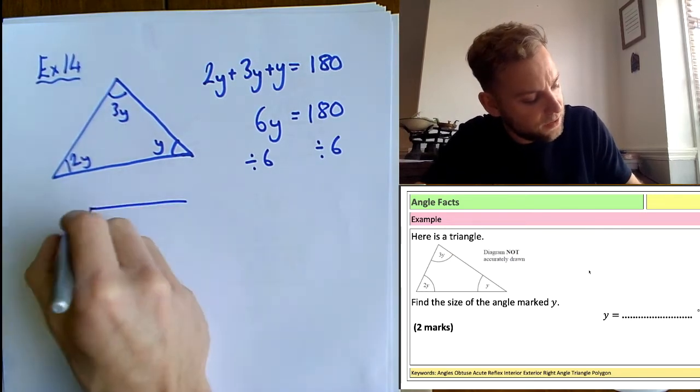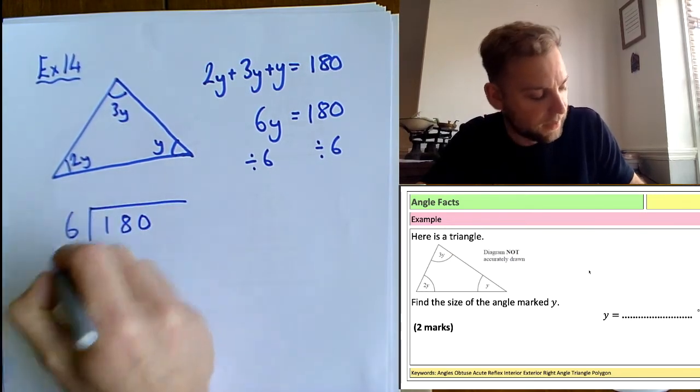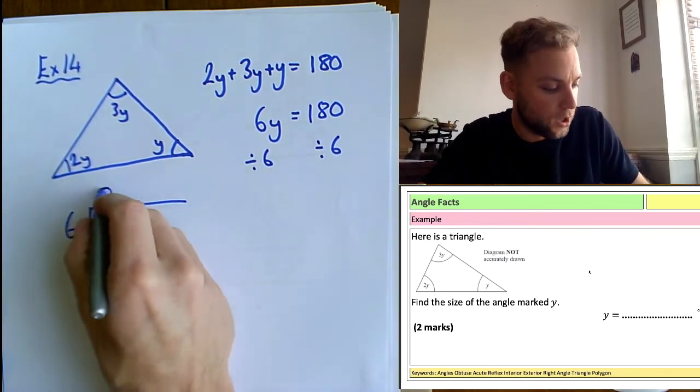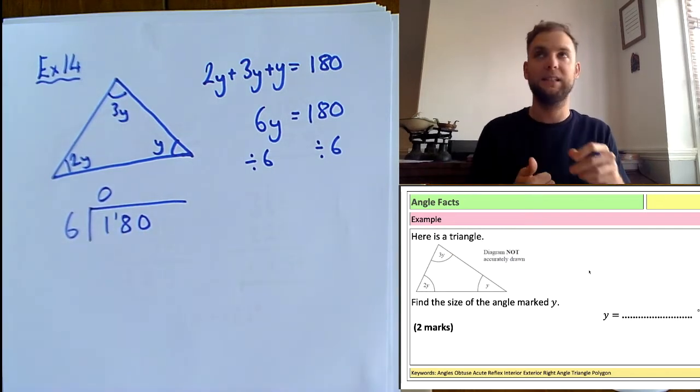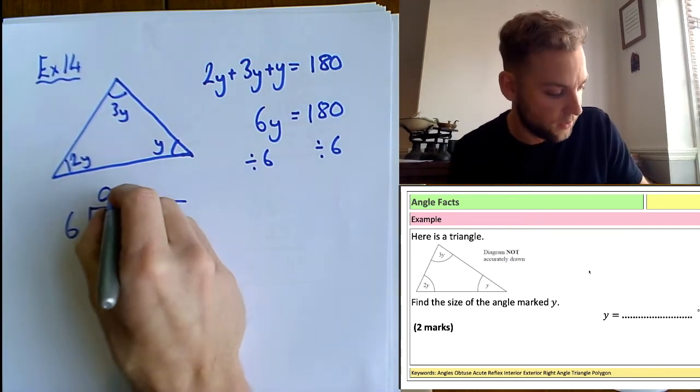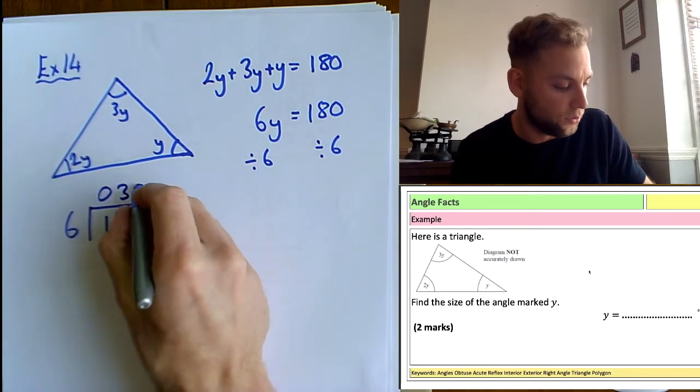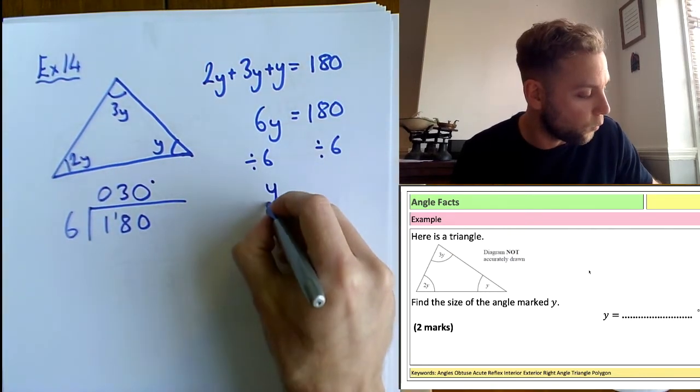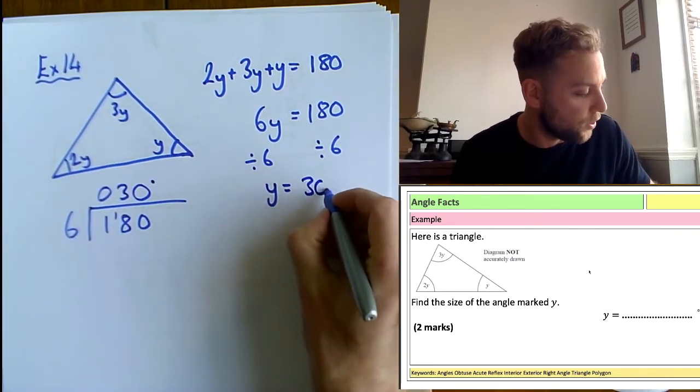I'll do that over here just to make sure I'm doing everything non-calculated today. 6 into 1 doesn't go, carry the 1. 6 into 18 is 3. And 6 into 0 doesn't go. So I'm just left with y being equal to 30 degrees.